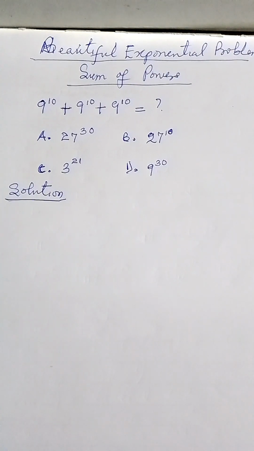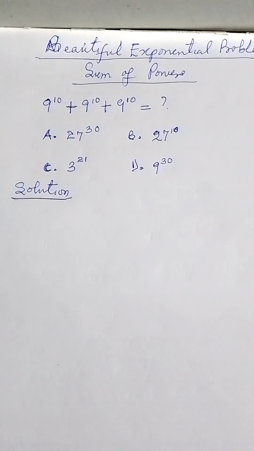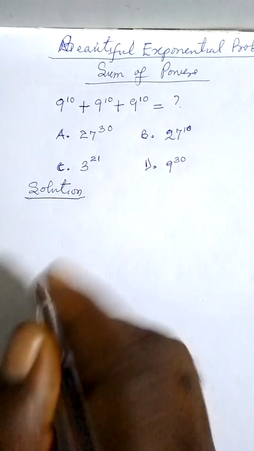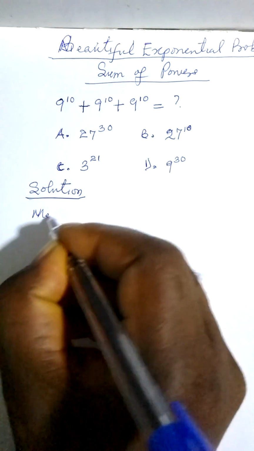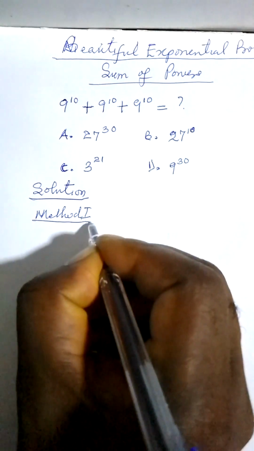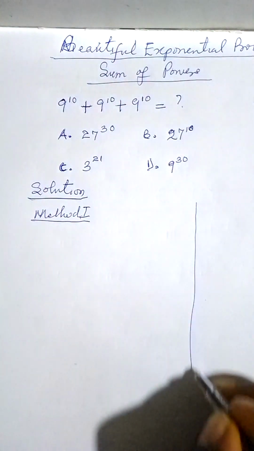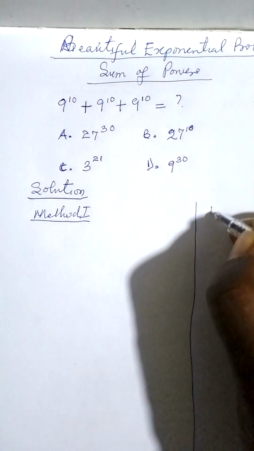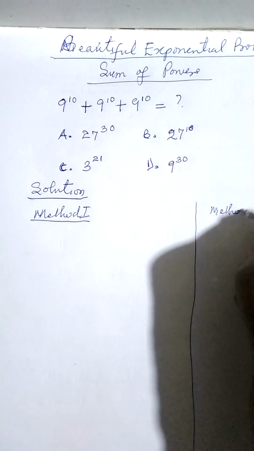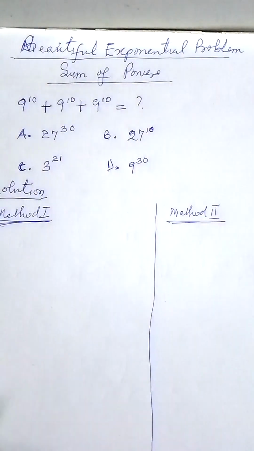So I'm going to use 2 methods, and then of course here we have method 1. Method 1, here I'm going to use substitution, and then for method 2, I'm going to use factor method here.